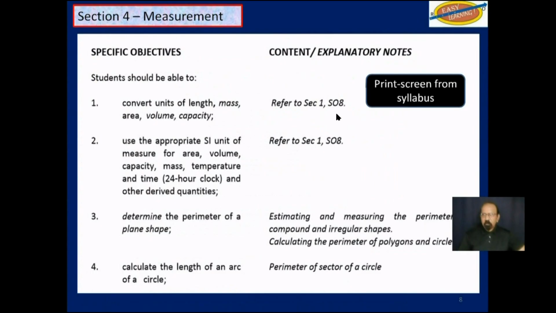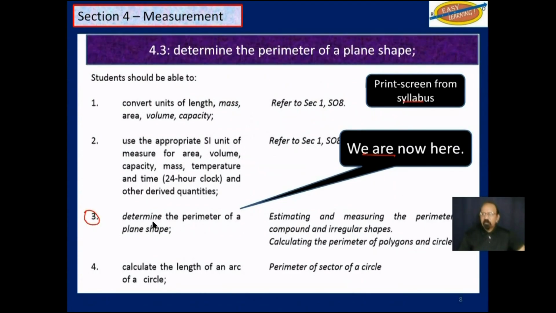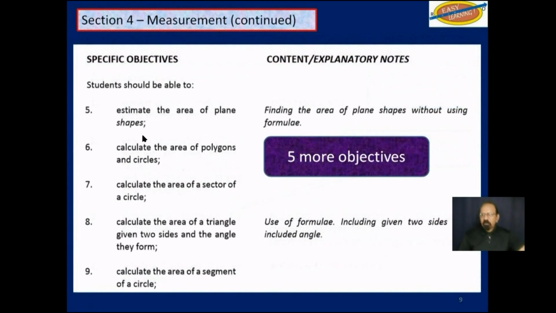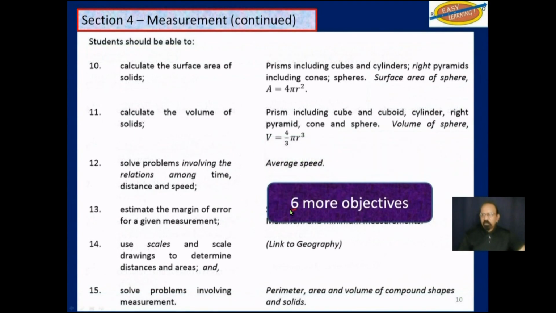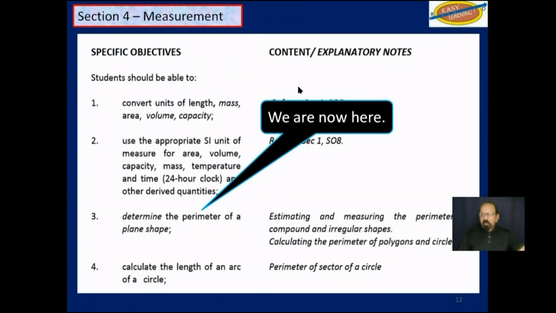Now this is a print screen of the syllabus. We are here, objective 3. Determine the perimeter of a plane shape. And then in this section, we have 5 more objectives here, and then another 6 more, which gives a total of 15 objectives. Section 4, 15 objectives on measurement. So as I said, we are here, objective 3.